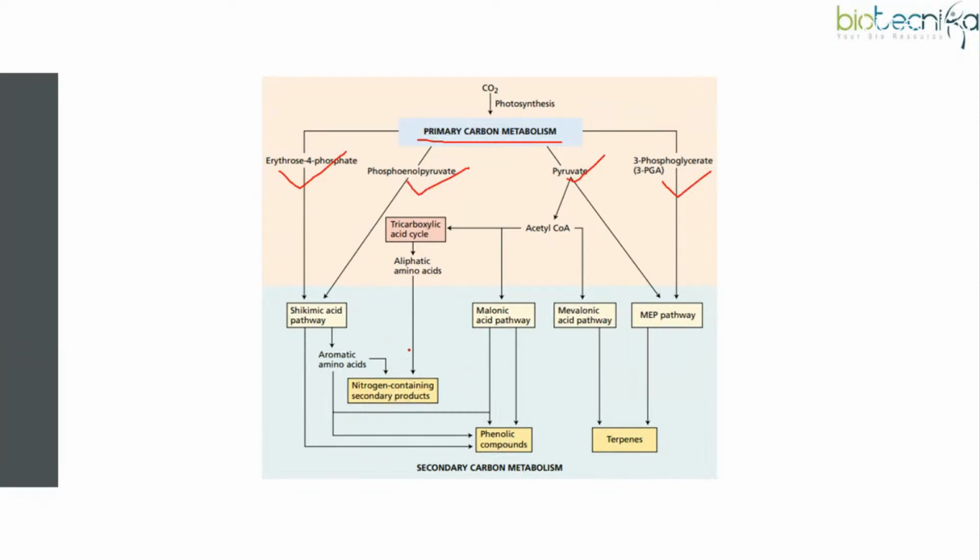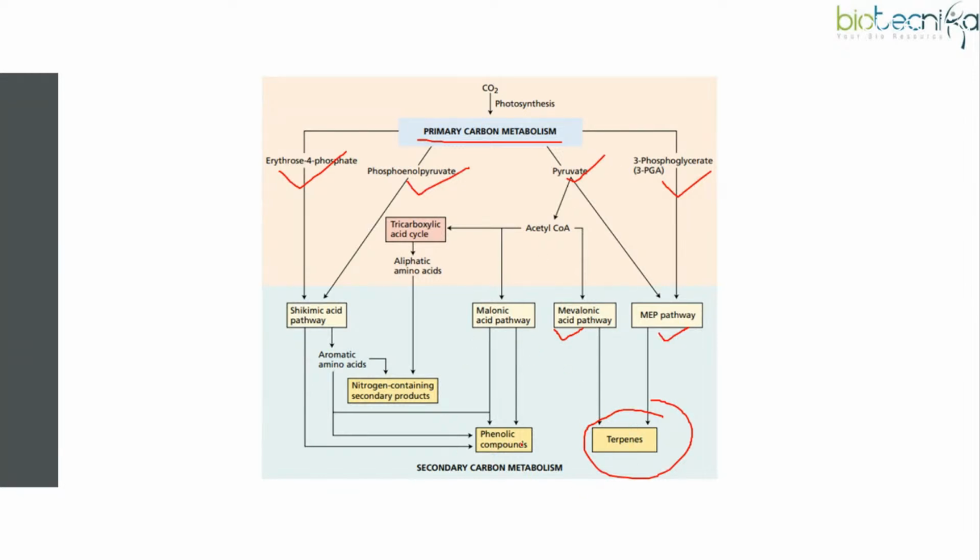For example, for terpenes, you can see that we have mevalonic acid pathway and MEP pathway. MEP is the methyl erythritol phosphate pathway. This can be obtained either from 3-phosphoglycerate or from pyruvate, while pyruvate via acetyl coenzyme A gives rise to the mevalonic acid pathway. So this is terpenes.